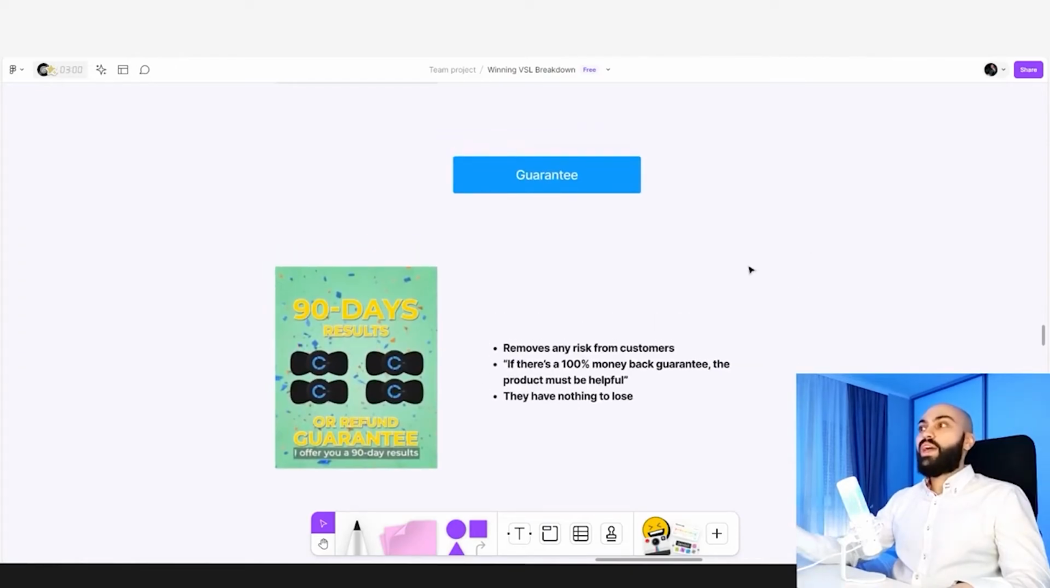It will remove any risk from our customers. They will think like this: if there's a 100% money back guarantee, the product must actually be helpful. And they will realize that they have nothing to lose. The worst thing that can happen is that they will try out the product, and if it doesn't work, they will get their money back.